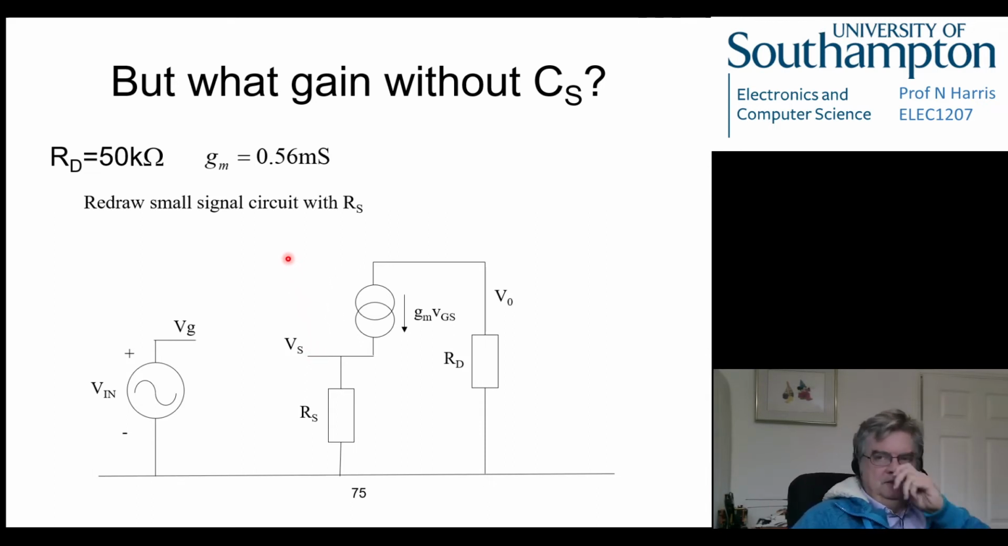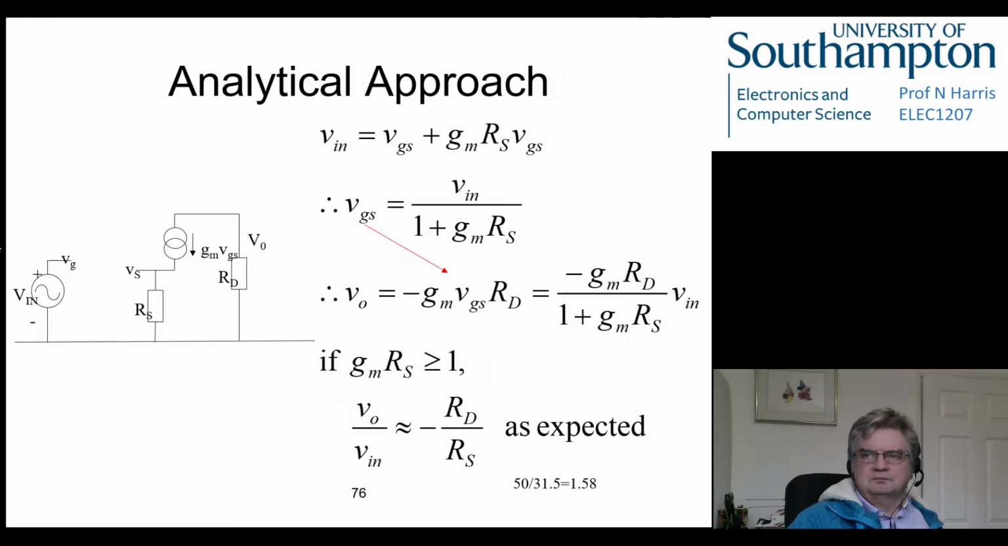We know that under these conditions gm is 0.56 millisiemens. We know RD is 50k, we can put everything back in here. We've got enough now to calculate this, but it's slightly more complicated because we have to take this resistance into account. So we can say that Vin equals VGS, whatever that voltage is across there.